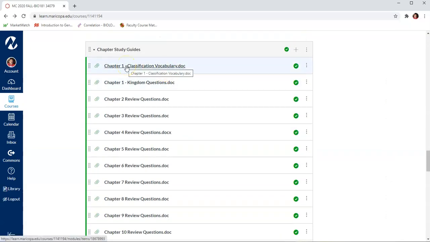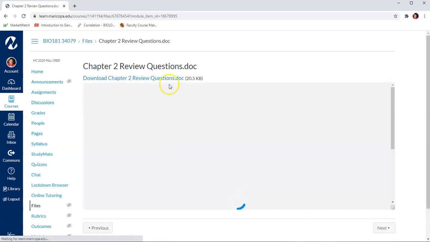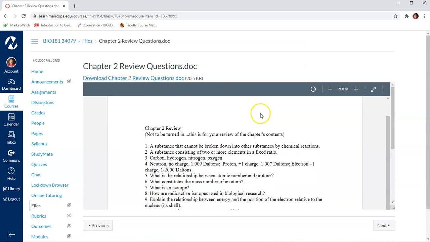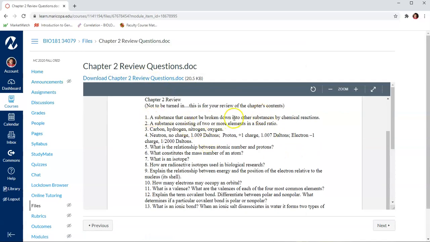Every chapter has a study guide. Again, I don't collect this and I don't have the answers. I want you guys to try to figure this out yourself. I don't want to just spoon feed you the answers. But if you have questions, like if we're going through chapter 2 review questions, substance cannot be broken down to other substances by chemical reactions.